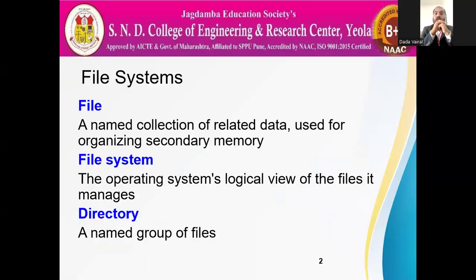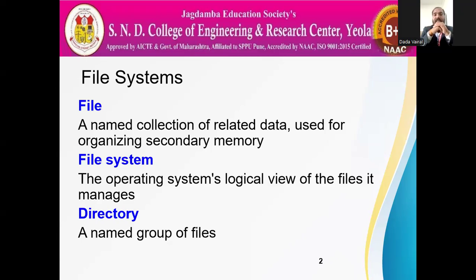So first of all, what is a file system, or we can say, what is a file? A file is a named collection of related data used for organizing secondary memory. Means the data which we have to store somewhere. Suppose we have text form data, we have numeric form of data, so we have to store that data within a file. That file is called a named collection of related data used for organizing secondary memory. The file system, in the operating system, is a logical view of files, which it manages.